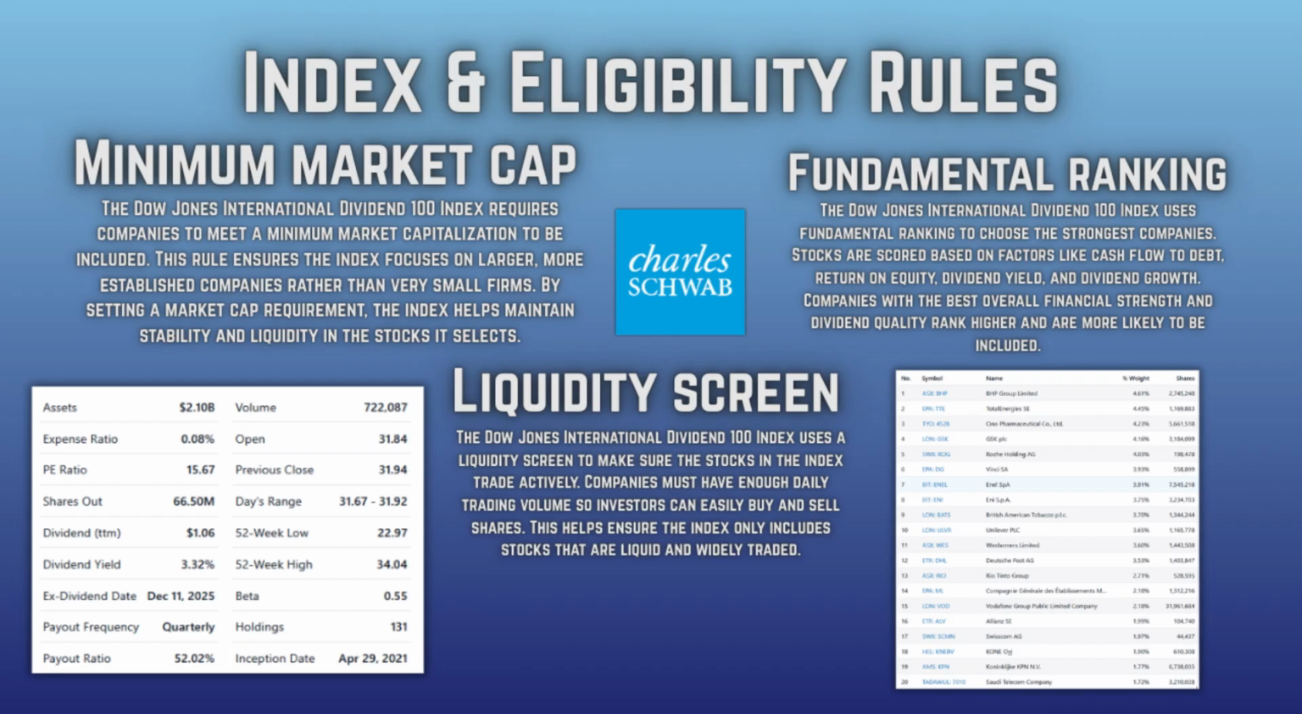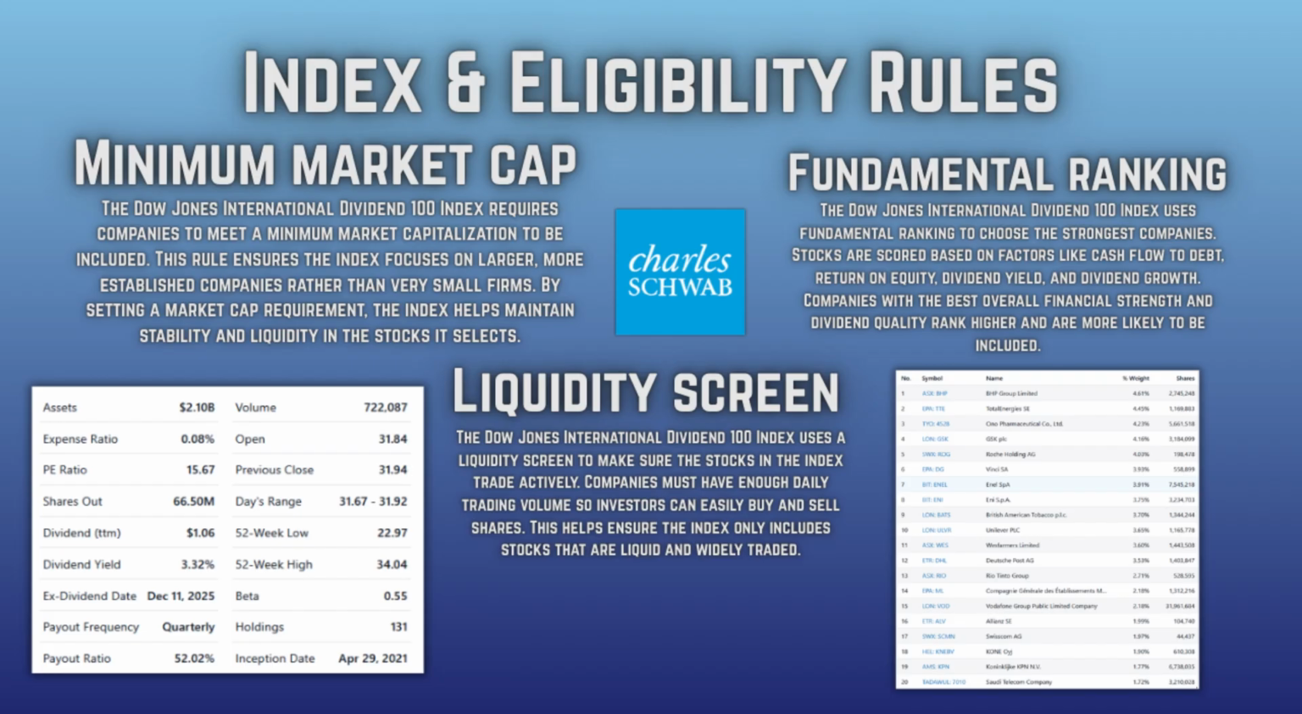To further expand upon Rule 4, I'll be going over Rule 5, which is fundamental ranking. The index chooses the strongest companies based on cash flow to debt, return on equity, dividend yield, and dividend growth. It has to meet all four of these in its sector to make sure that Schwab continues to invest in it in their index. Companies with the highest overall financial strength and dividend quality will always make the cut over companies that have lower ones.